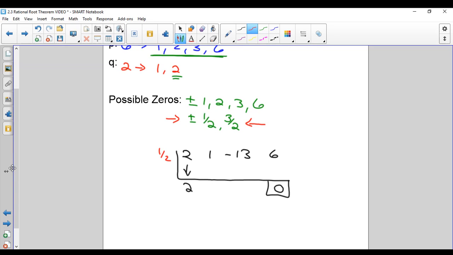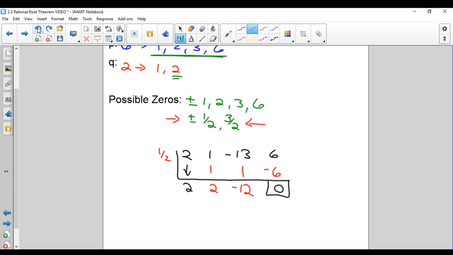Remember, no fractions are going to be here. If you end up with fractions there, stop. That one doesn't work. It's not going to in the end. 1/2 of 2 is 1. Adds right down as 2. 1/2 of 2 is 1 again. We get -12. 1/2 of -12, we get -6. Done. Right out the gate.